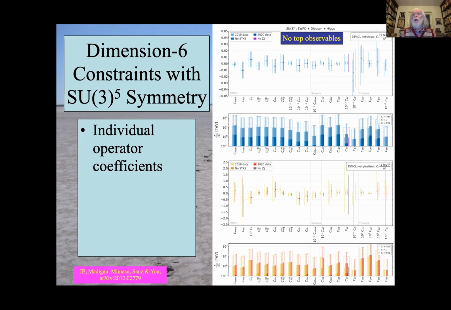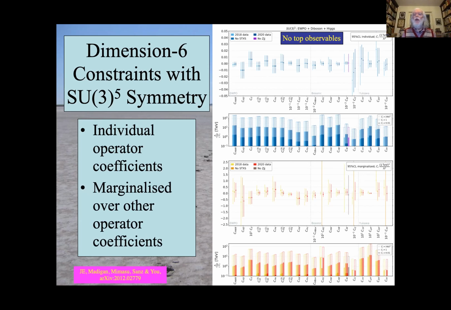So the top two panels are when we switch on one operator at a time. And the lower panel is when we allow all the operators to be switched on. And for each operator coefficient, we marginalize over the other operators. Those marginalized constraints are typically weaker, but you see that they are typically already at the level of 1 TeV or so, and the individual constraints, the blue bars in the upper panels, extend to 10 TeV in some cases.